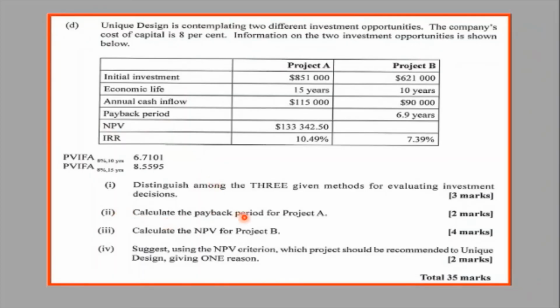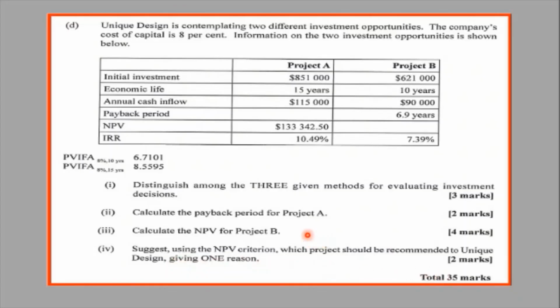Next, calculate the payback period for project A. Here we notice it is blank, so that one is to be calculated. Project B is given as 6.9 years. And 3. Calculate the NPV for project B. And 4. Suggest, using the NPV criteria, which project should be recommended to Unique Design, giving one reason.